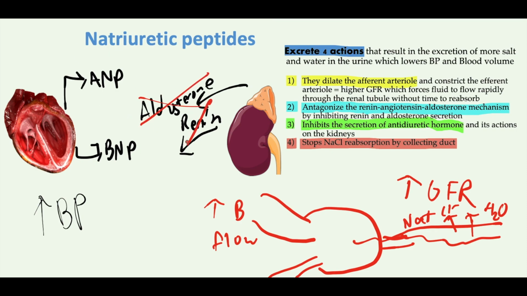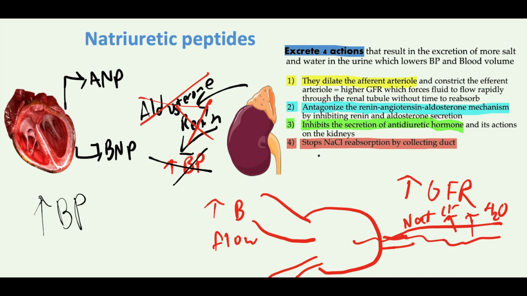try to stop this secretion, because overall these hormones increase blood pressure, and the natriuretic peptides want to decrease blood pressure, so they'll do anything to stop the increase of blood pressure. The third action is they inhibit the secretion of antidiuretic hormone, also known as ADH, and its actions on the kidneys. Now we'll talk about the antidiuretic hormone later, but just to give it to you in a nutshell, it's a water retaining hormone. And as we talked about, if water is retained, there's a high blood pressure.